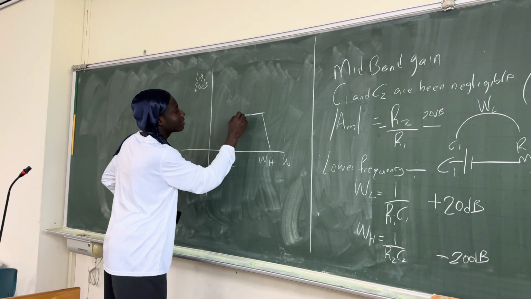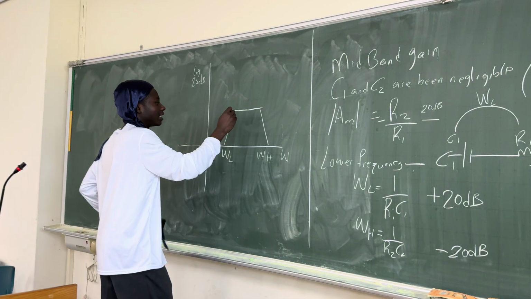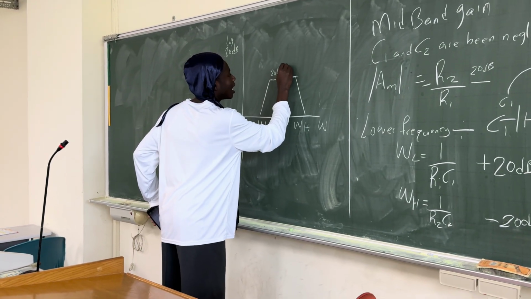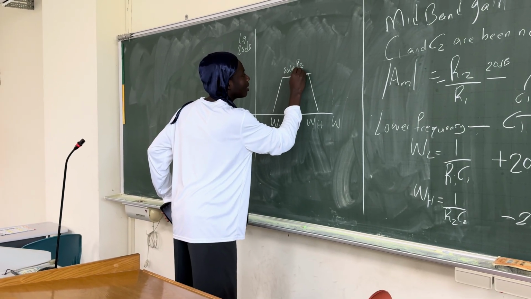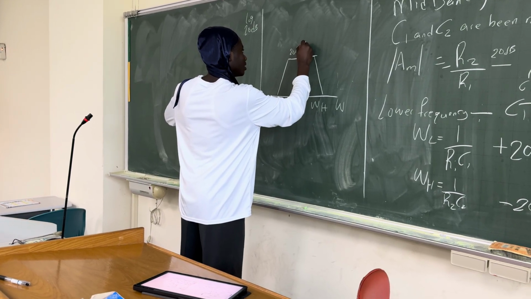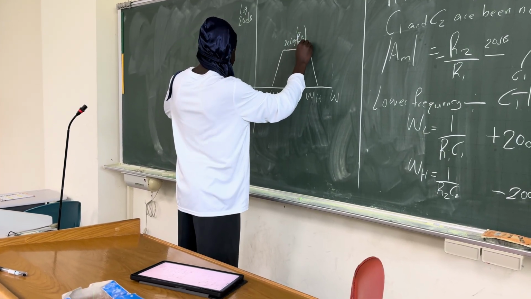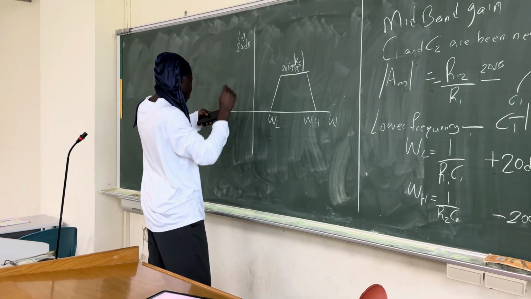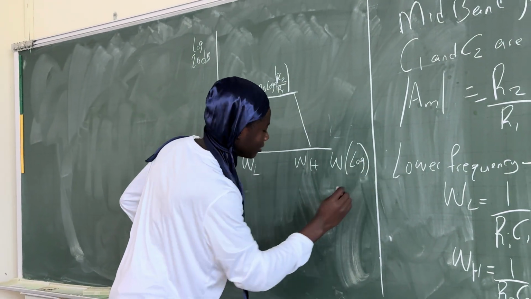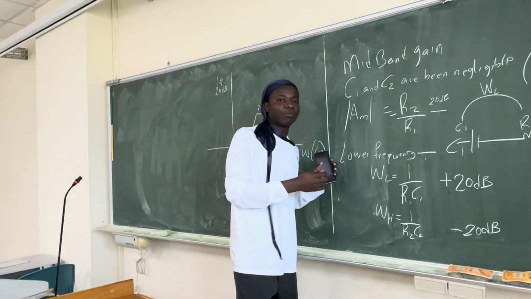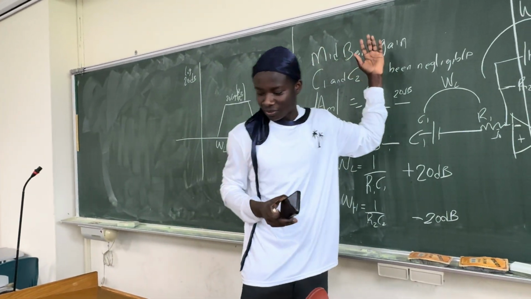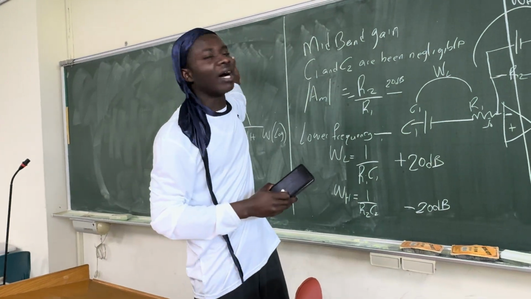So for this mid band gain, it is 20 log 10 of the gain, and this is decibel, this is log. So this is how to plot our Bode plot for the magnitude response.